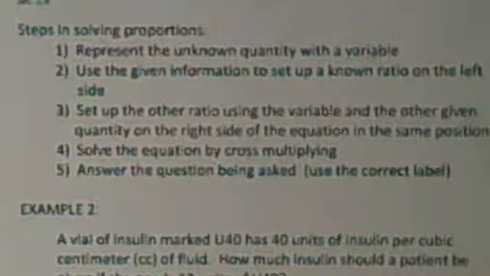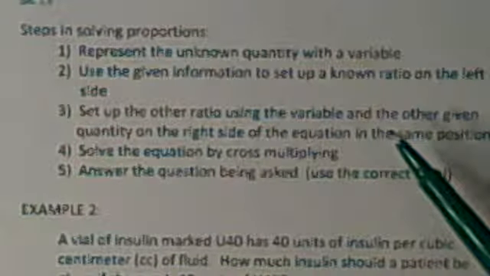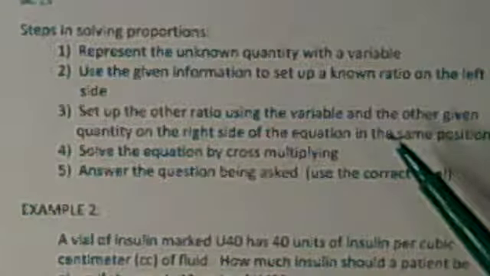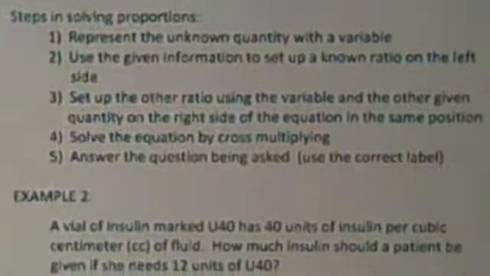What I've done here is give you the same steps that we talked about in example 1, just as a reminder. Again, we want to represent the unknown quantity with a variable, use the given information to set up a known ratio on the left side of the equation, and set up the other ratio using the variable and the other given quantity on the right side of the equation in the same position, very important. Solve the resulting equation, which is a proportion, by cross multiplying, and then be sure to answer the question being asked. I've kept these steps here for us to refer back to if needed.